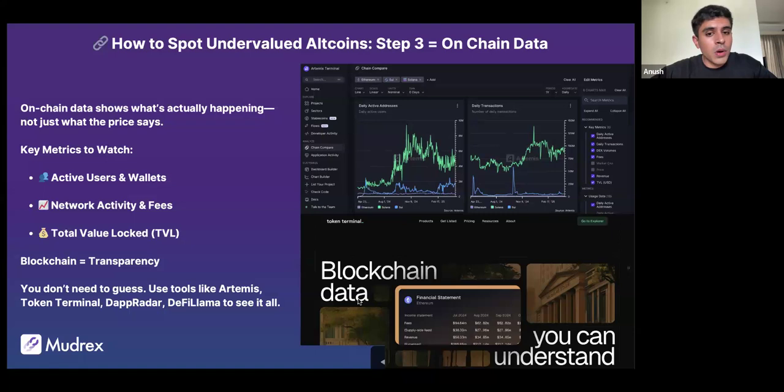You might see a project with a beautiful website, a strong sounding roadmap, and also an active marketing campaign. But if the network is quiet, that's a huge red flag. No one's using it. And that says a lot more than any sort of tweet or any fancy design ever could, right? On the flip side, if the network fees are rising, transactions are growing, and apps are getting traction, but the token price hasn't moved, that is your opportunity. That's when you need to act because it shows real adoption is happening under the surface, even if the market hasn't caught on yet.